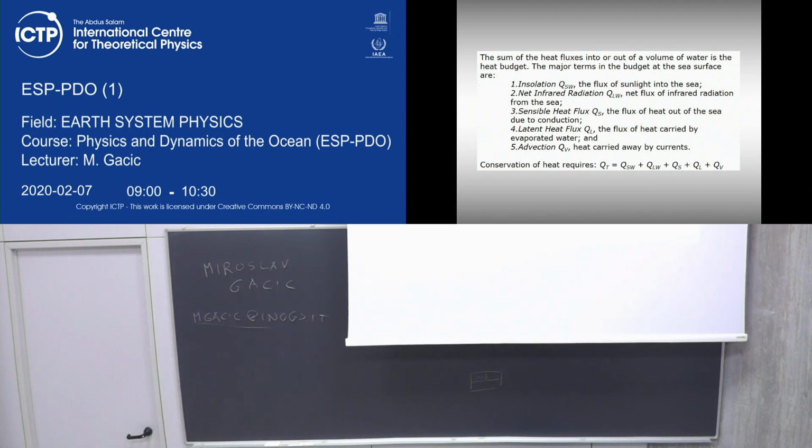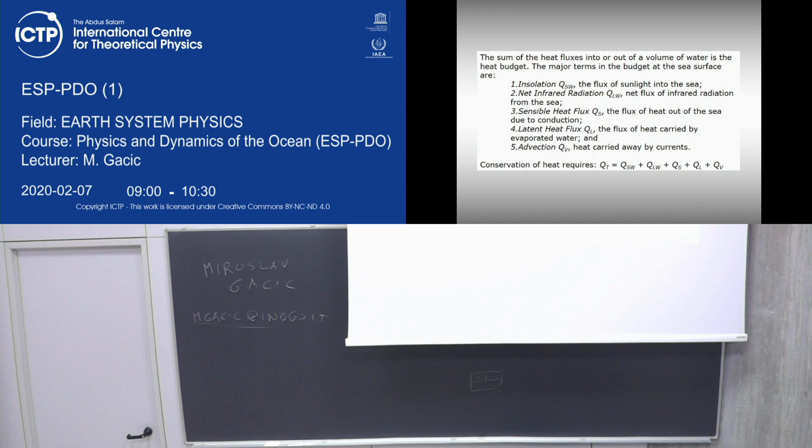Why does it have to give us 0 over the entire ocean? Do you know why? If you do the integral over time of this total heat, it has to be 0 because the ocean is not heating or cooling on a certain time scale, right?